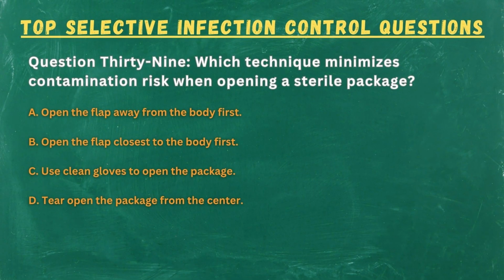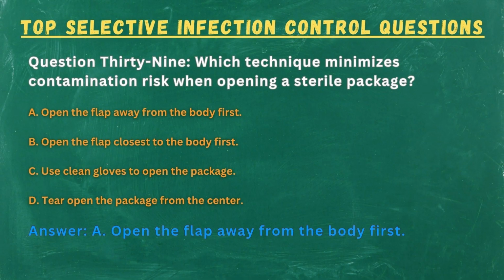Question 39. Which technique minimizes contamination risk when opening a sterile package? A. Open the flap away from the body first. B. Open the flap closest to the body first. C. Use clean gloves to open the package. D. Tear open a package from the center. Answer: A. Open the flap away from the body first.